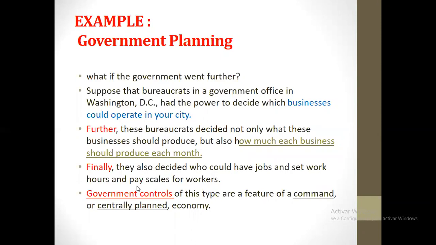Finally, they also decide who could have jobs and set work hours. ¿Quién puede trabajar y por qué horas? And pay scale for workers. Y una escala salarial para los trabajadores. The government controls of this type are features of a command or central planned economy. Así se le llama. Command economy or centrally planned economy. Estos son sinónimos. ¿Ya?